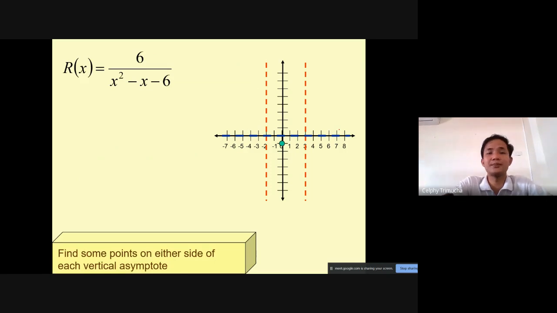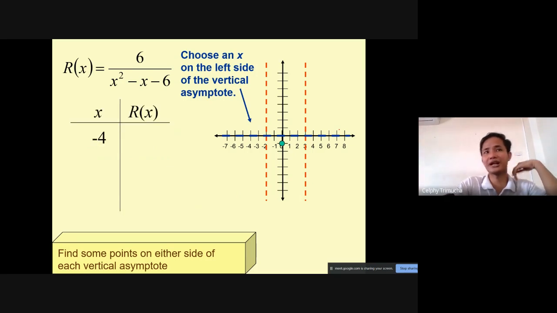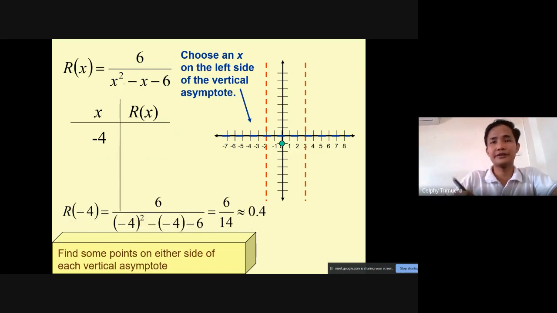Next, we find some points on either side of each vertical asymptote. So, choose an x on the left side of the vertical asymptote. We find a value of x on the left side, and then just substitute the value. We find a point or x value and then substitute directly, so we will come up with the value. Okay? So I will just directly substitute, and y, or r of x, will be equal to 2.4.